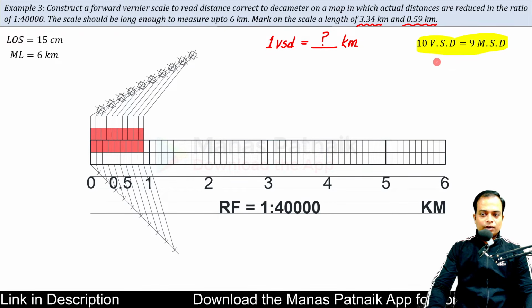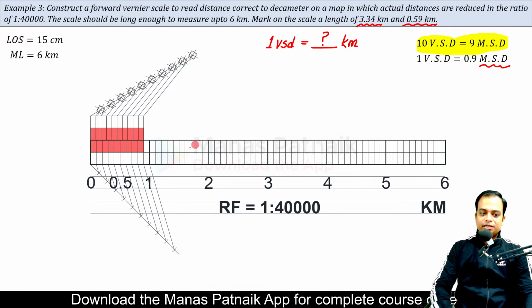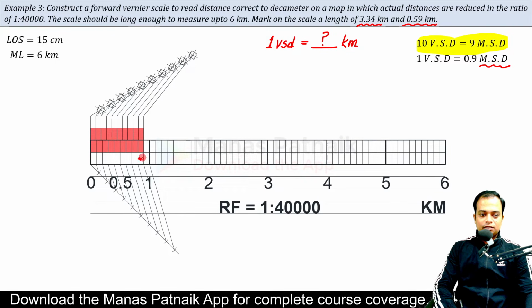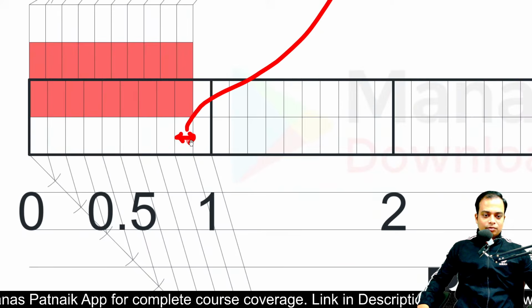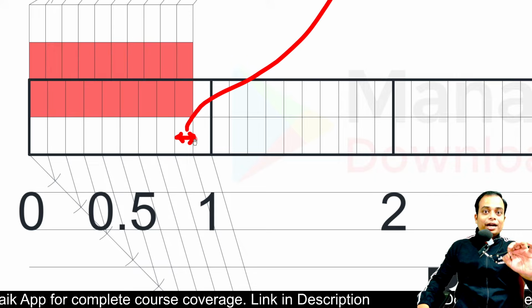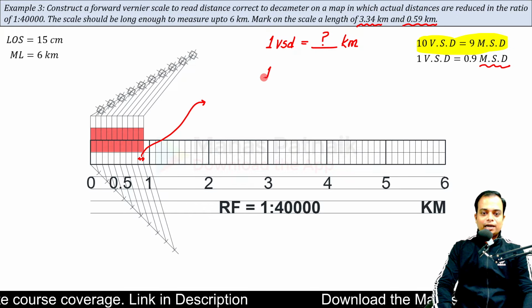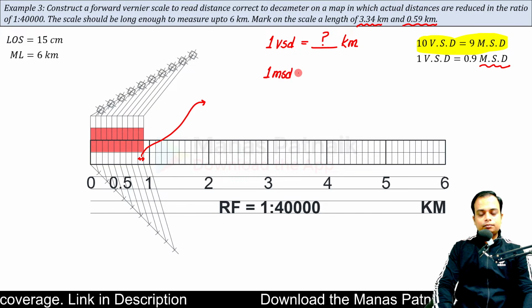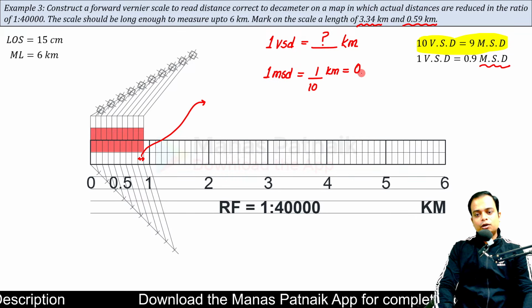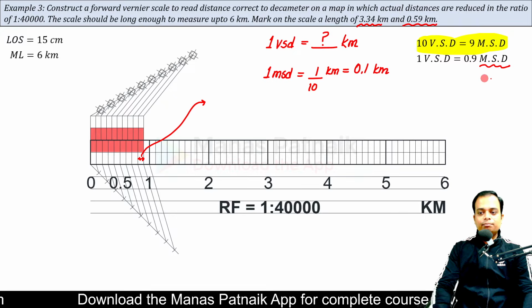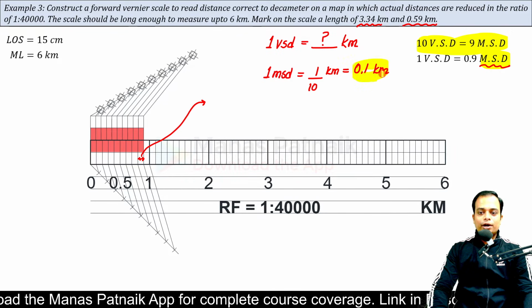Now 1 VSD is equal to 9 by 10, or 0.9 MSD. How much is an MSD equal to? This is an MSD, by the way. This is a main scale division. If you want I can zoom in. This is one main scale division. This is 0.1 of a kilometer. So 1 MSD is equal to 1 by 10 kilometer, or you can also say it is equal to 0.1 kilometer. You simply substitute 1 MSD by 0.1 kilometer.